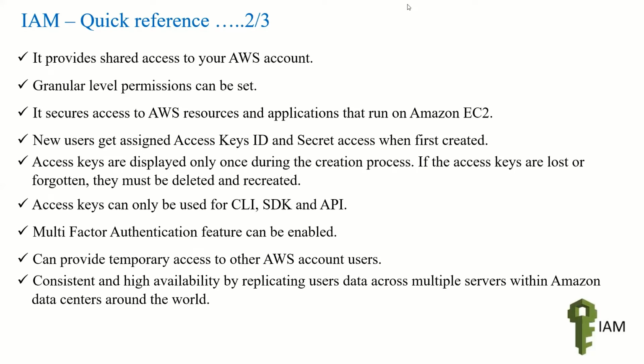Access keys are displayed only once during the creation process. If the access keys are lost or forgotten, they must be deleted and recreated. So as an IAM creator, you should be very careful at the time of creating and capturing these details. Access keys can only be used for CLI, SDK, and APIs. Multi-factor authentication can be enabled, and you can provide temporary access to other AWS account users.